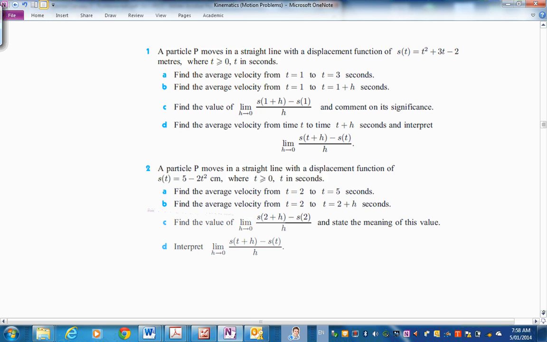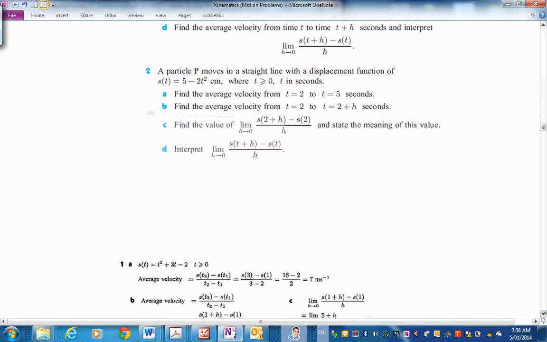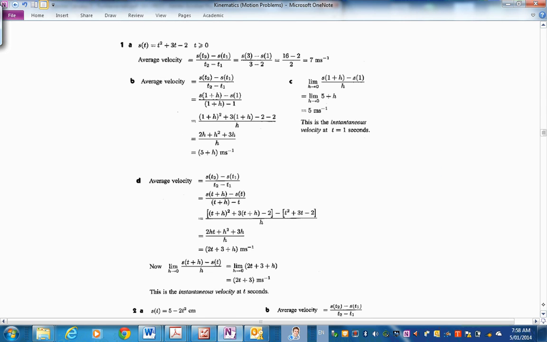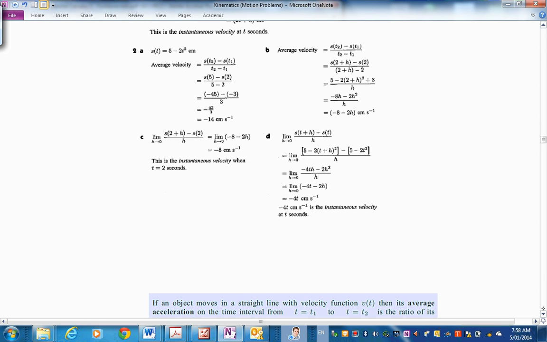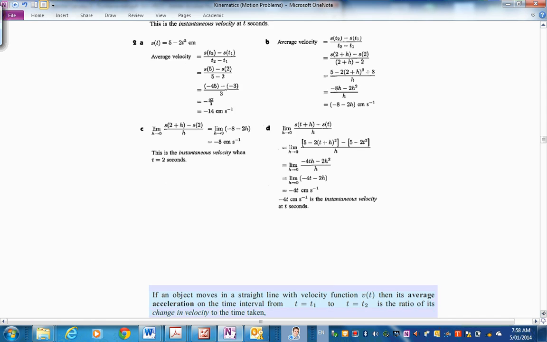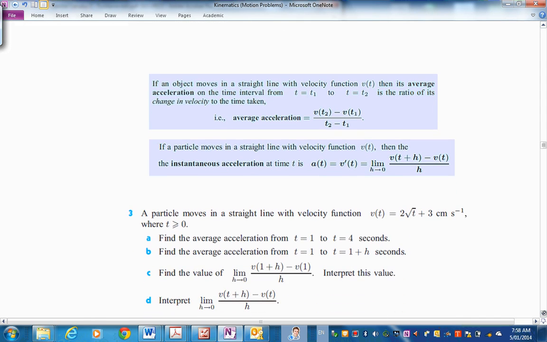I want you then to have a look at the solutions. There's question 1. So just check your numbers there. And then question 2. Okay, are you ready? Let's go on and have a look at the next ones.